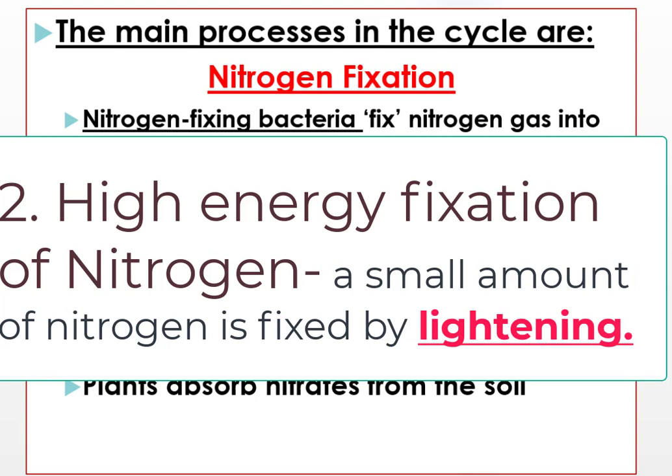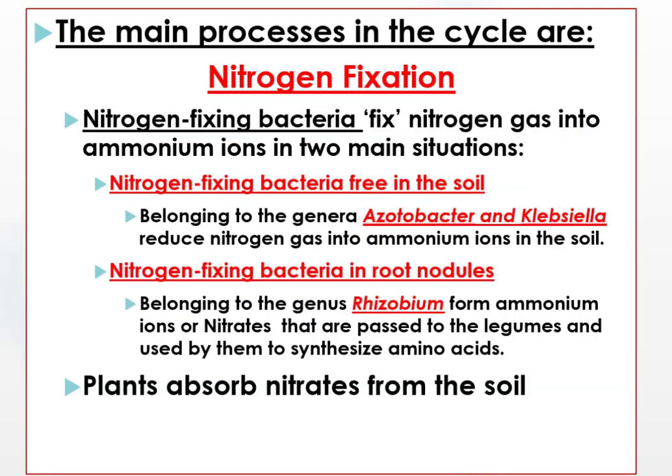The second way of nitrogen fixation is high energy fixation. In this fixation, a small amount of atmospheric nitrogen is fixed by lightning. The high energy combines nitrogen with water, resulting in ammonia and nitrates. These forms are carried to Earth in precipitation.